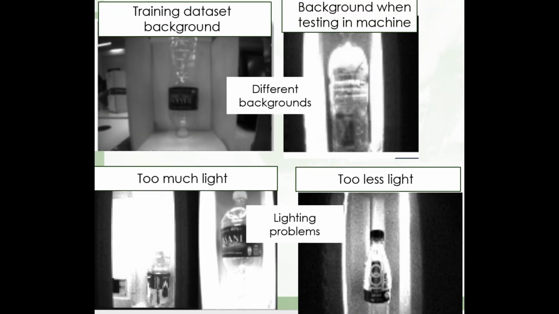The third problem is that there is no control environment, and this can affect the prediction results. There was inconsistent lighting and different backgrounds used when training the dataset and when testing it in the machine. When it is too bright or too dim, it can affect the image quality, and all these can affect the training and testing process and accuracy of recognizing the bottles.